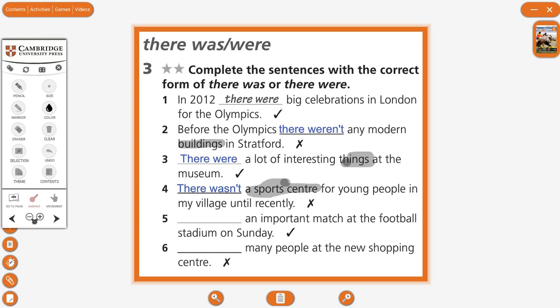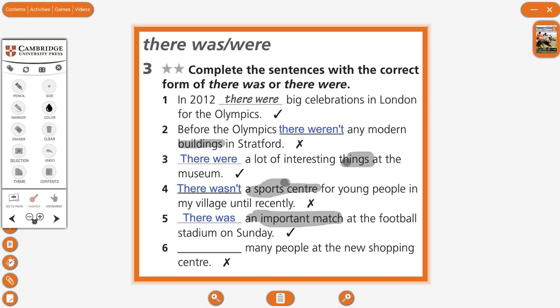5, look at 5 please. Blah blah blah, an important match at the football stadium on Sunday. Look at here, our word after the blank gives us tips about there was or there were. So this is a singular noun, so we have to say there was because our sentence is in positive form. There was an important match at the football stadium on Sunday.